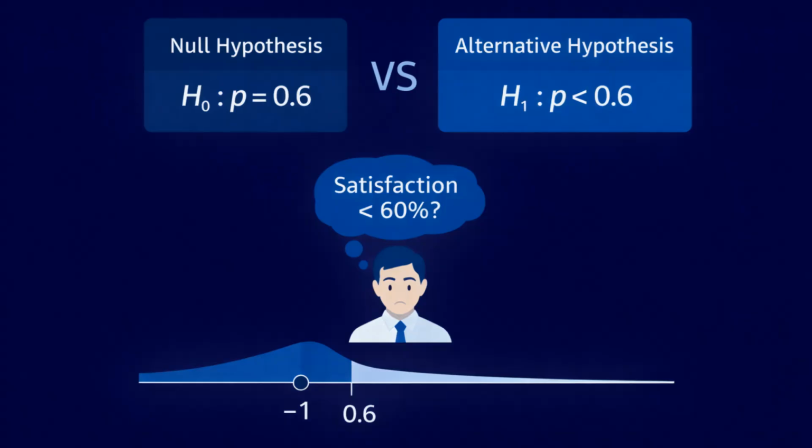Now consider a left-tailed proportion test. Suppose a manager believes satisfaction has dropped below 60%. The null hypothesis states that the population proportion equals 0.6.